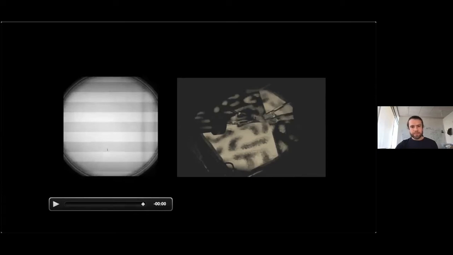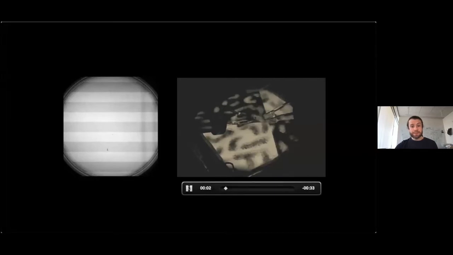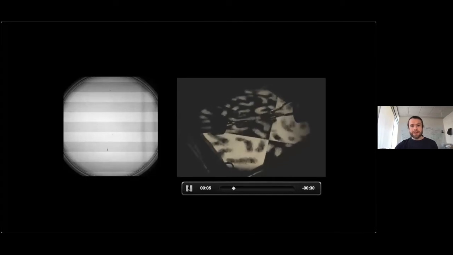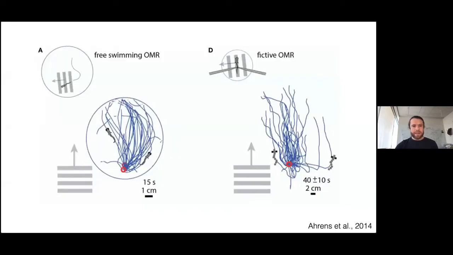And this animal in VR is performing that very same behavior. Now you can ask, how similar is real and VR behavior? So we checked that in the context of the optomotor response, and there the statistics were very similar.